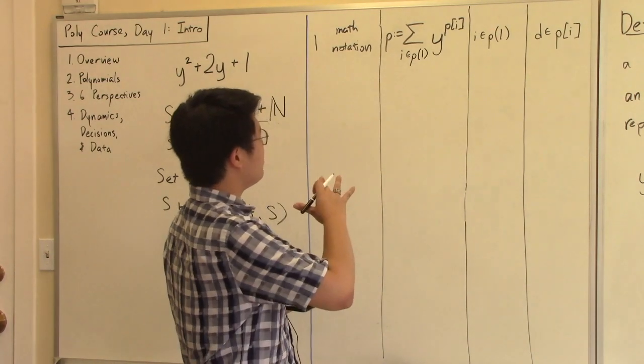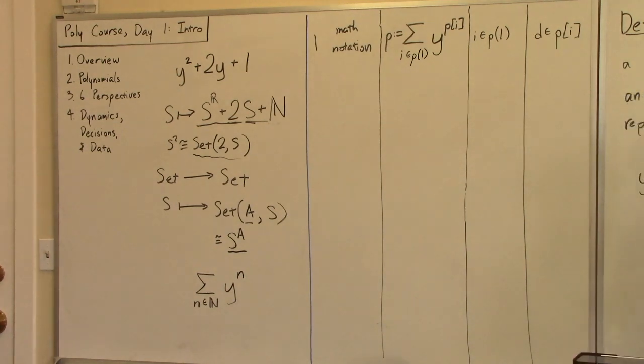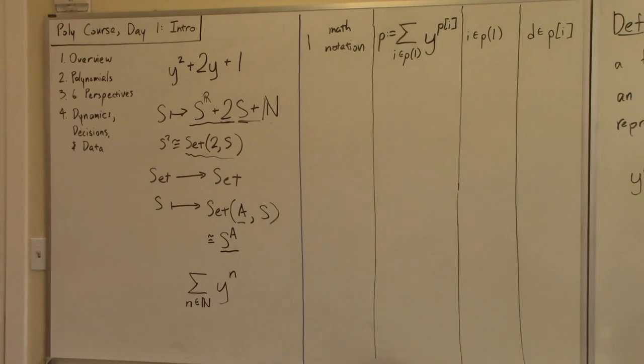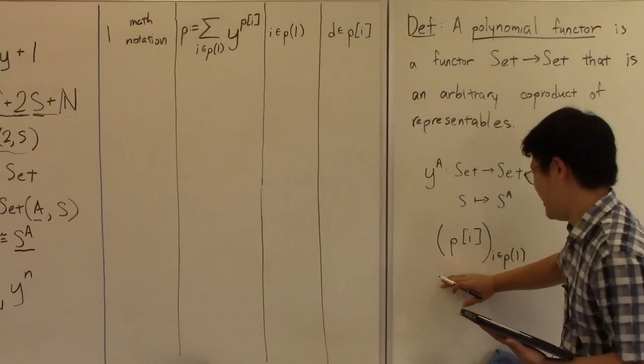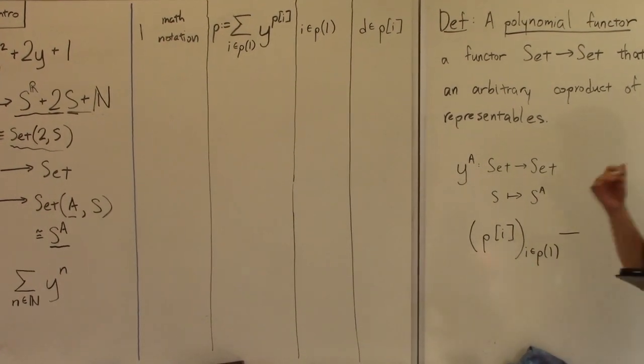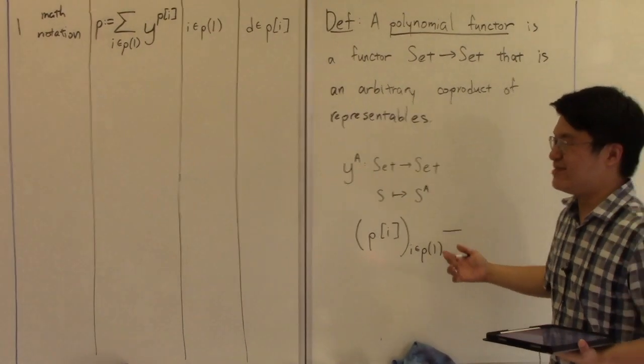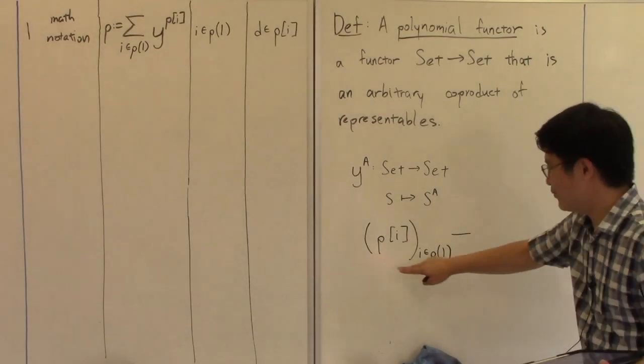Instead, if we focus on just these sets, we can think of these P bracket I's as a collection of sets, or a family of sets, P bracket I, indexed by some set P of 1. Are we good? Okay. And this is just an indexed family of sets. You might hear this called a dependent set, because a dependent type is to a type as one of these dependent sets is to a set.